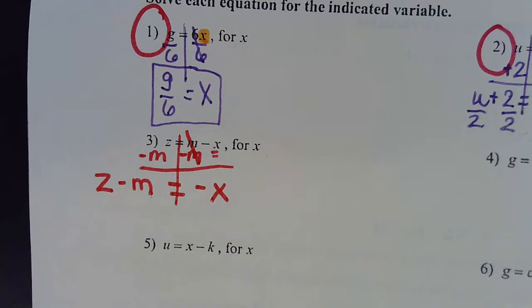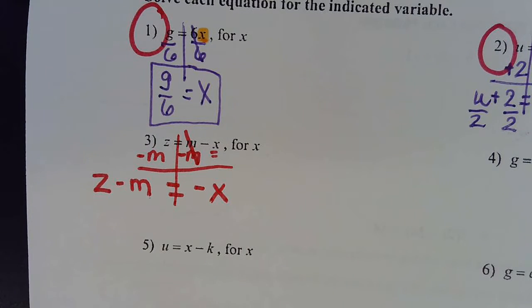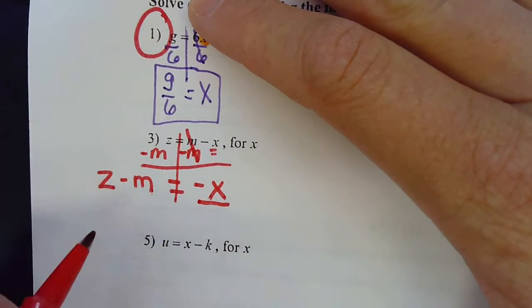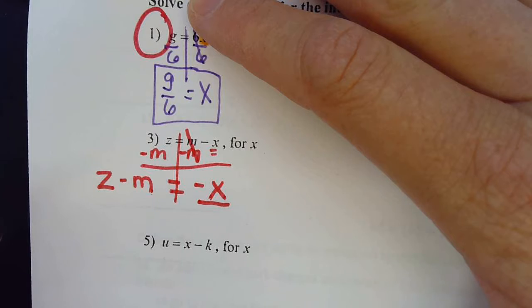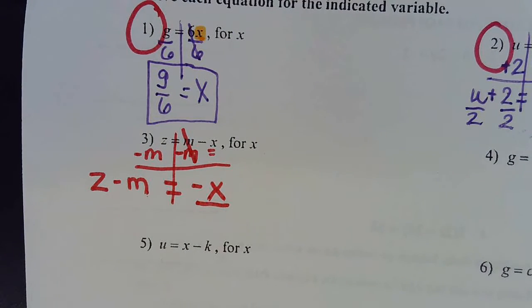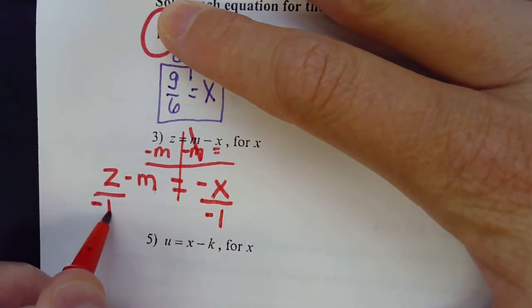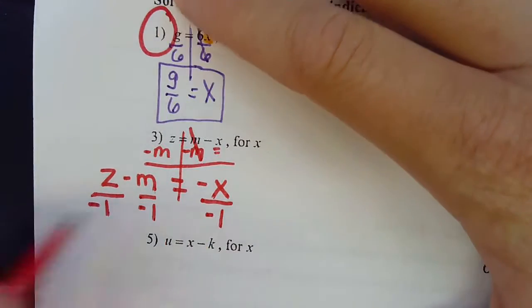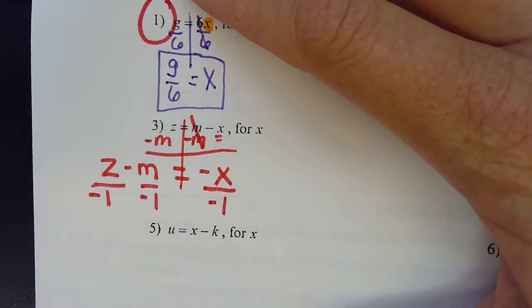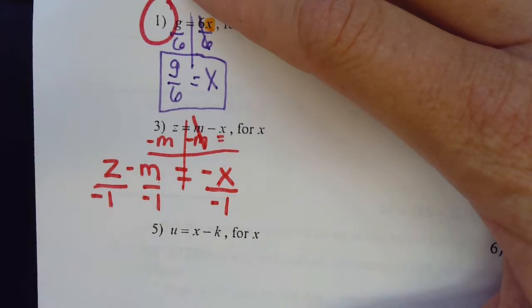But you can't leave it like that. What do you have to do? Divide by what? X. No, you can't divide by x. M. Z. What am I solving for? X. Divide by negative 1. Everything gets divided by negative 1 because you have to have x by itself, not negative x, positive x.